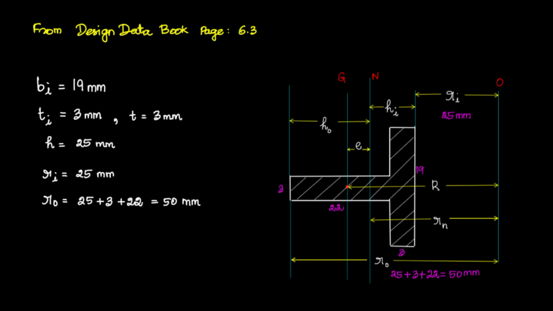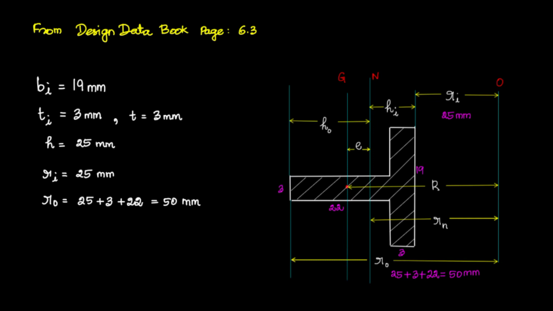So if you are watching the video, get a decent Design Data Book of PSG publication, go to page number 6.3 and refer to the diagram given on that page. Okay, on that particular page, the T cross section will be there. Refer to all the notations. So among the notations, we can simply identify a few of the values.